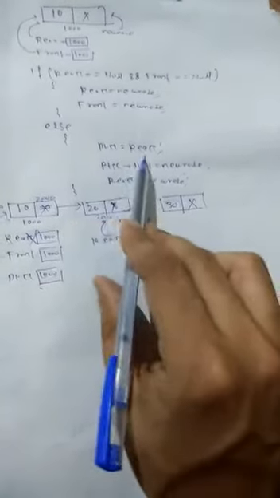Then the condition is checked. If rear or front is null means empty, it is not empty. Next what happens? The else condition will be executed. So ptr equal to rear. So ptr is assigned now here. Then ptr link equal to new node.